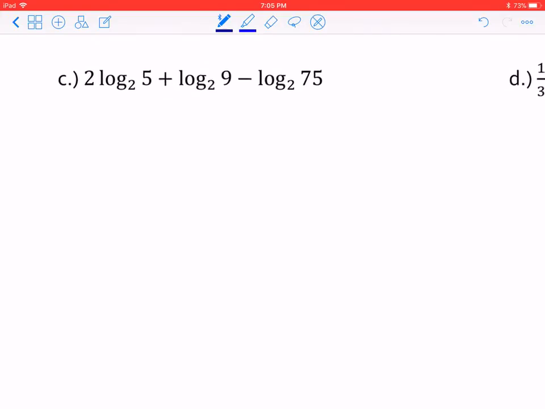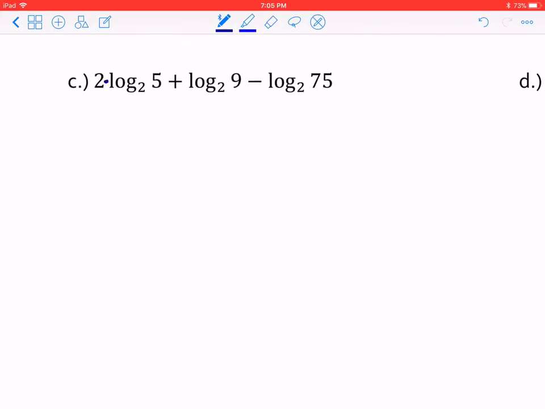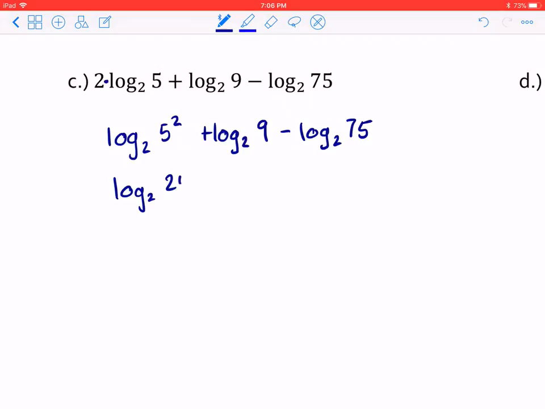So in example C, we again have a value in the front. We have this 2, so I'm going to deal with that first. So this is going to become log base 2 of 5 squared. Then we have log base 2 of 9 minus log base 2 of 75. Of course, 5 squared is 25, so log base 2 of 25 plus log base 2 of 9 minus log base 2 of 75.